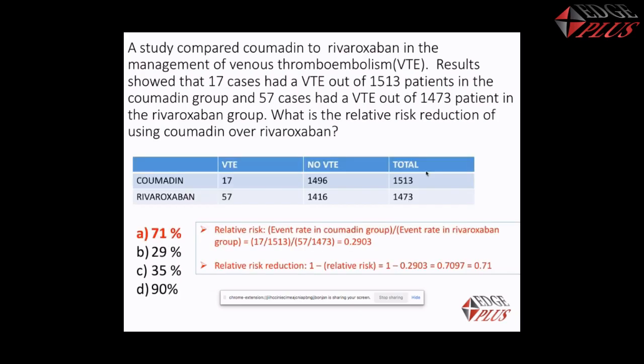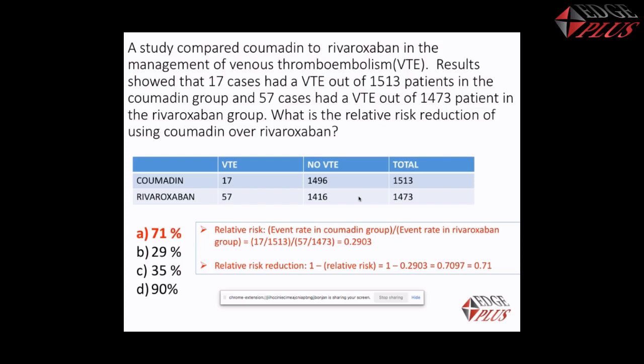So, the best way to solve these kinds of questions is to draw our table that summarizes our treatment arms and our outcome and no outcome. So, the first treatment arm is Coumadin, the second one is rivaroxaban. The second column here would be our outcome, and the third column is our no outcome.